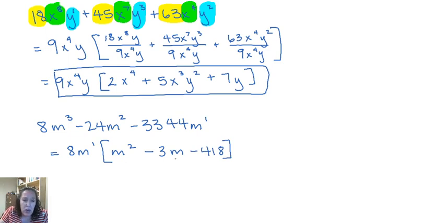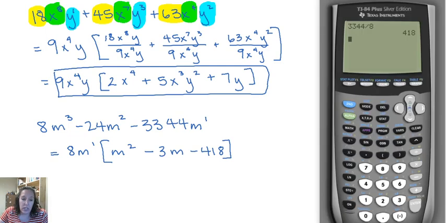All right, so now we want to look at this trinomial inside, m squared minus 3m minus 418. We don't have any greatest common factors there, but we do have a trinomial that there's a pretty good chance is going to factor. But again, I'm not as familiar with the factors of 418, so we can use our calculator to help us out on this.